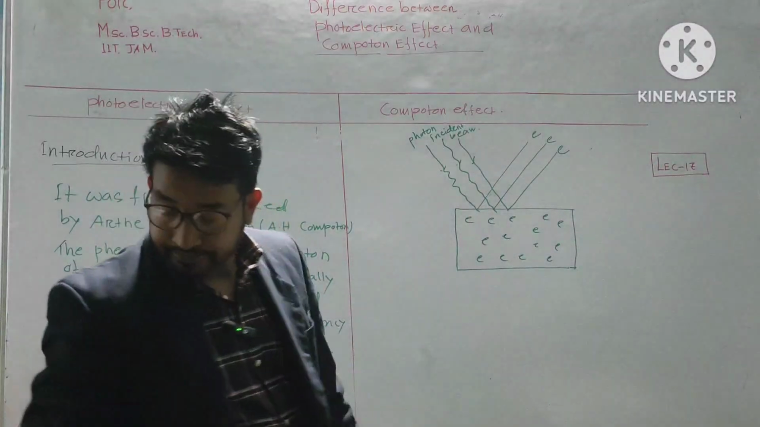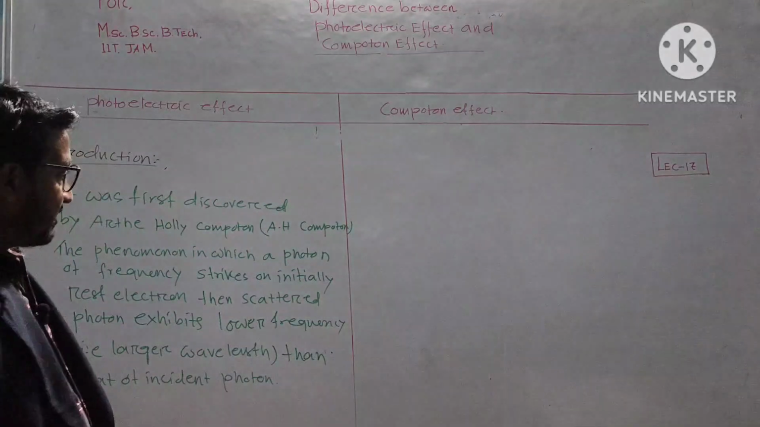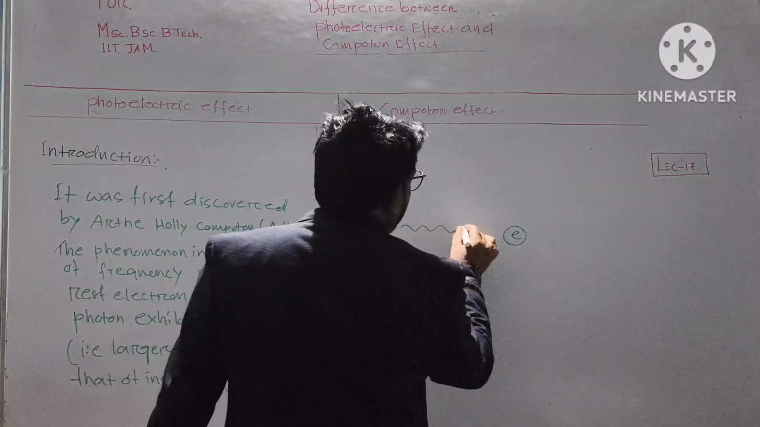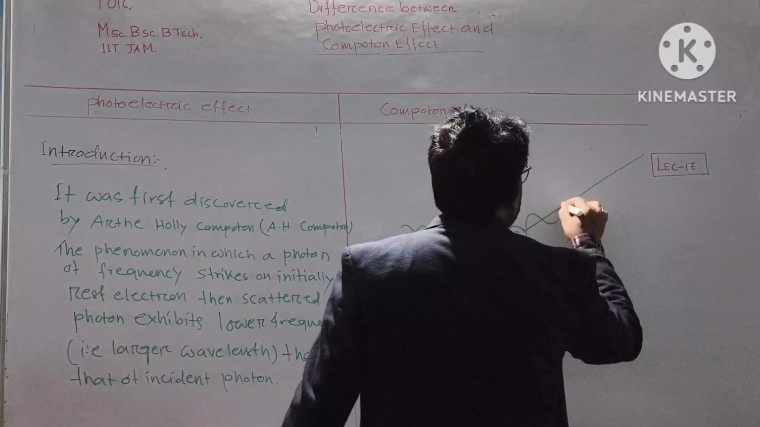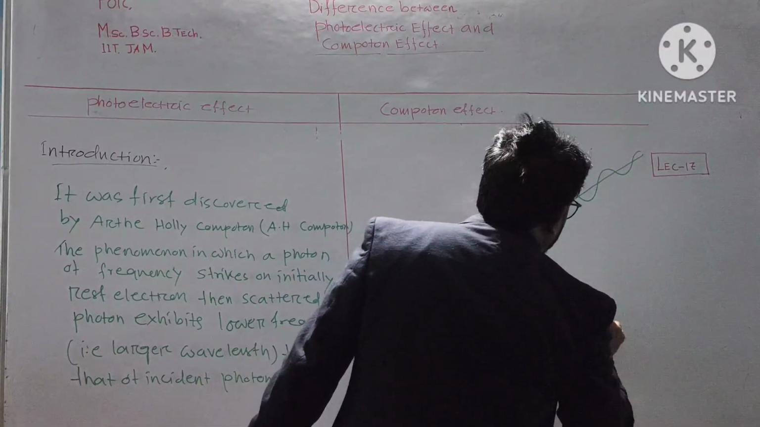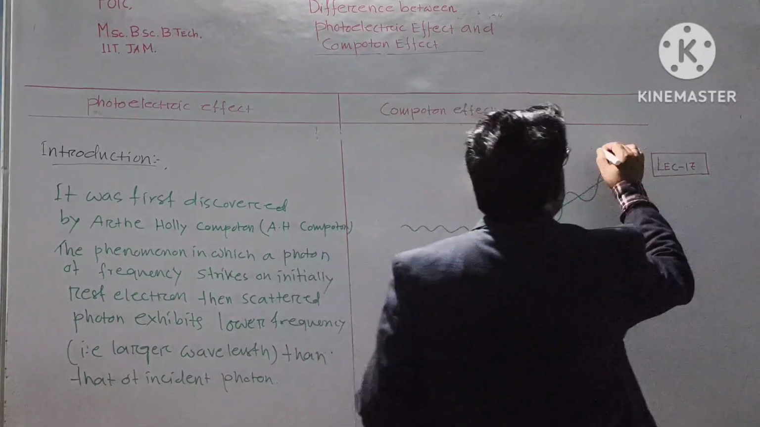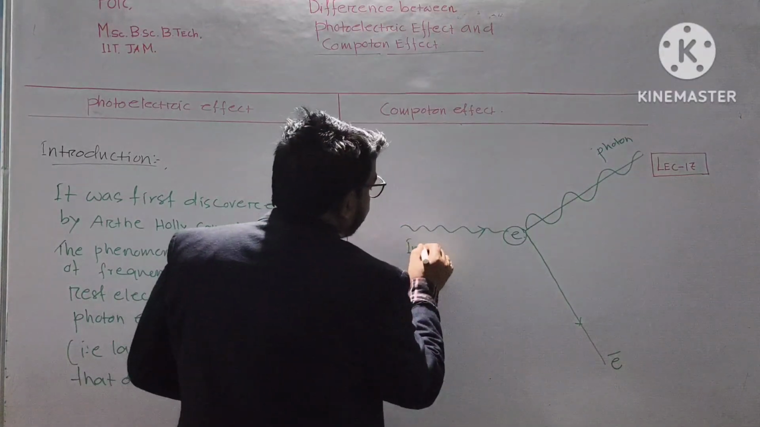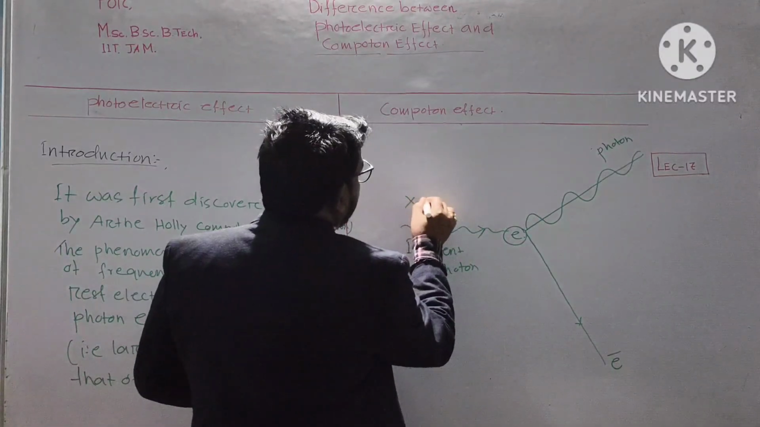One important diagram here. Suppose this is a rest electron, and when an X-ray photon strikes an electron, then the photon is scattered in this direction, and this is the direction of the recoil electron. This is the scattered photon, and this is the incident photon, the X-ray.